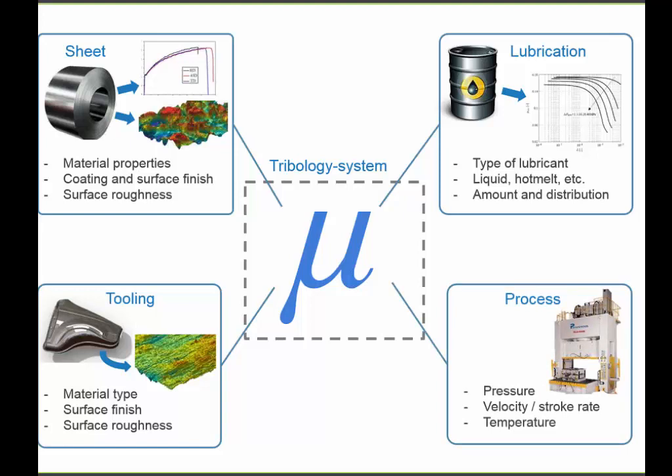And process conditions of your press. Do you have a hydraulic press? Do you have a mechanical press? What are the pressures used? What are the velocities used? The temperature will have an influence on tribology. And all these different dependencies intercorrelate with each other. So if you change one of these dependencies, you will also see that your tribology system will change and that you will have a different tribological behavior in your forming operation.